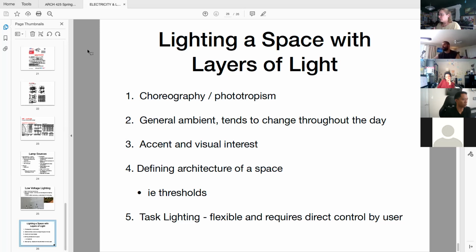Are they getting enough light down to look at the books at the very bottom of the stacks? That's a combination of ambient and task lighting. But many of these things can be combined together.